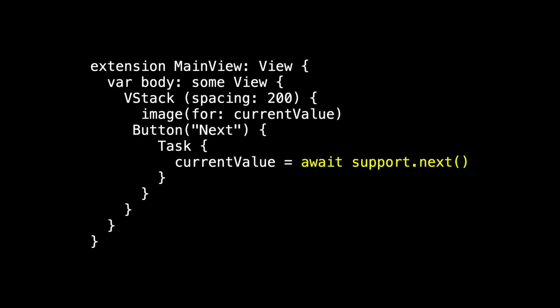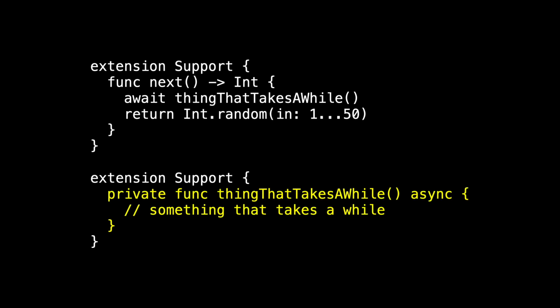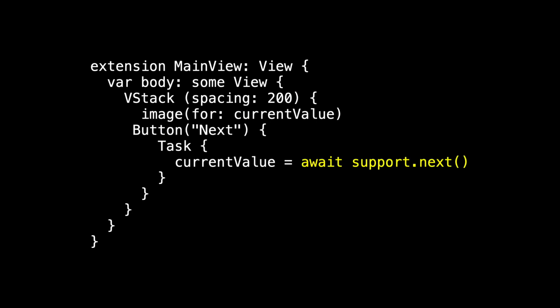Run the app and you'll note that this doesn't block. The reason is that support.next will happen off of the main thread. And so the thing that takes a while will execute on some background thread and return on perhaps another thread, and then next will return on perhaps another thread. And so at this point, we're still off the main thread, and we have the value of the int that's been returned, and now it assigns to current value back on the main thread, and we see the result. And that's the dream.